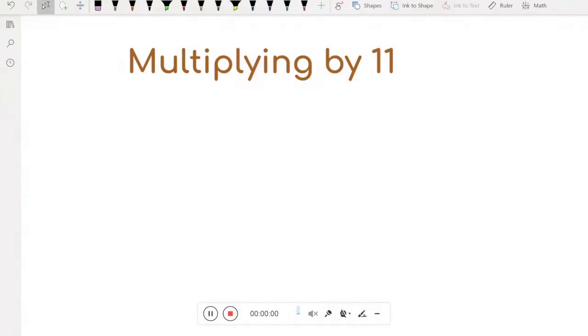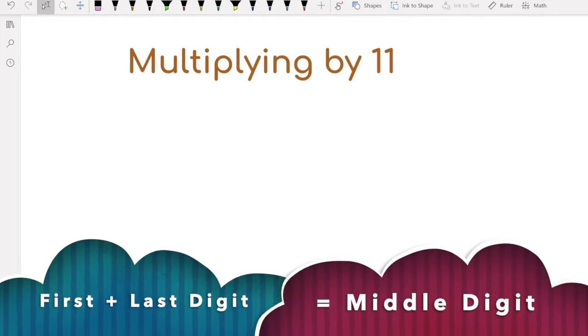time. They were multiplying by 11. This is a classic trick. It's super easy to remember, and you can quickly multiply any number by 11 mentally in your head. Here we go. So let's try a simple example.